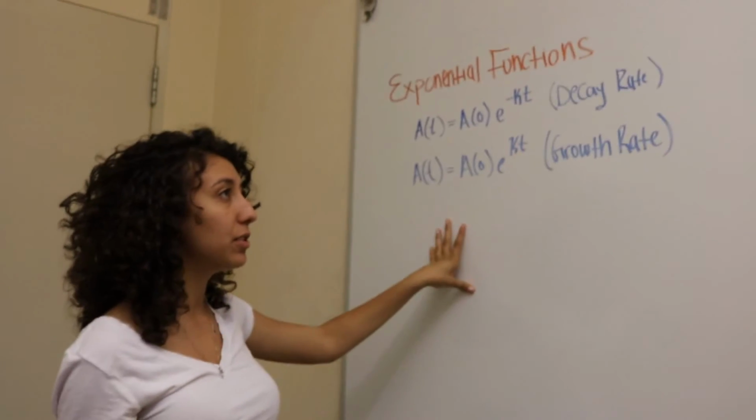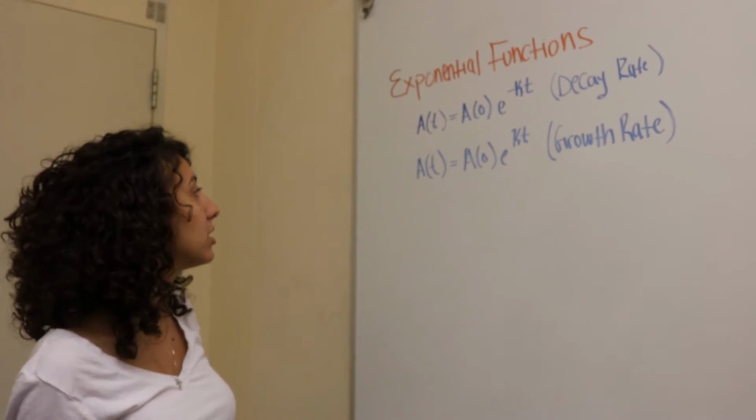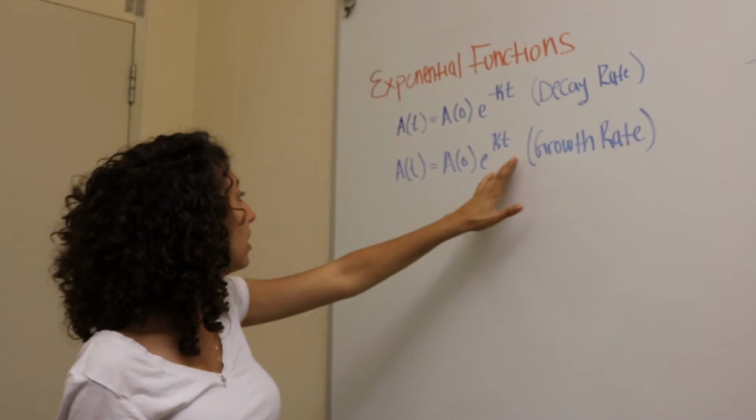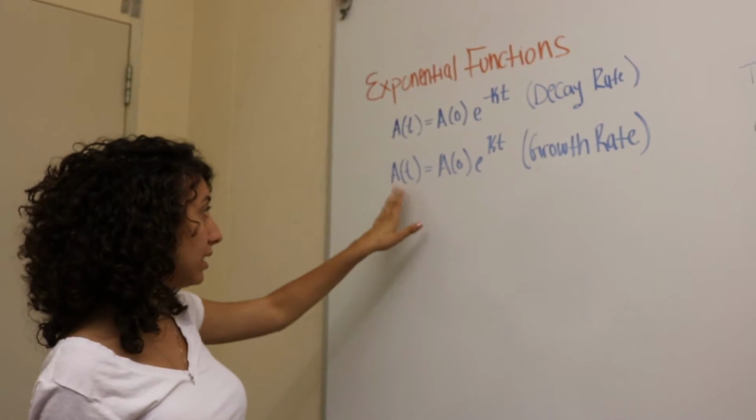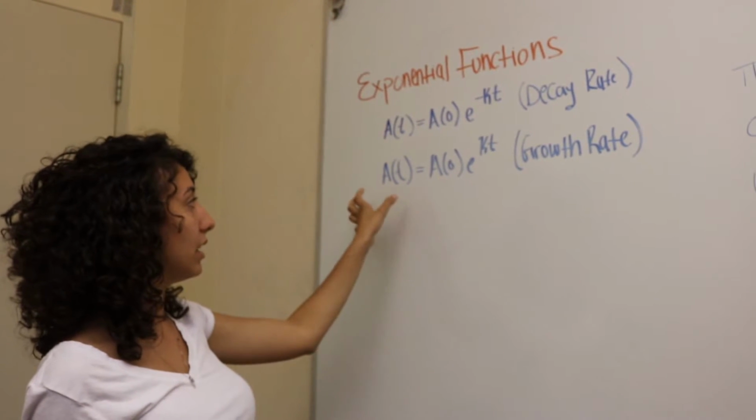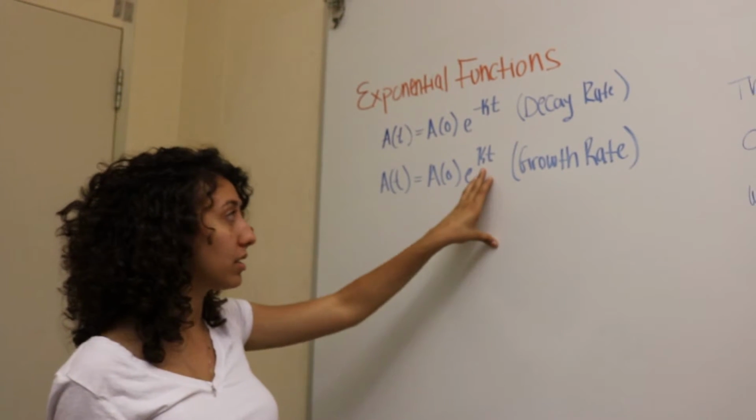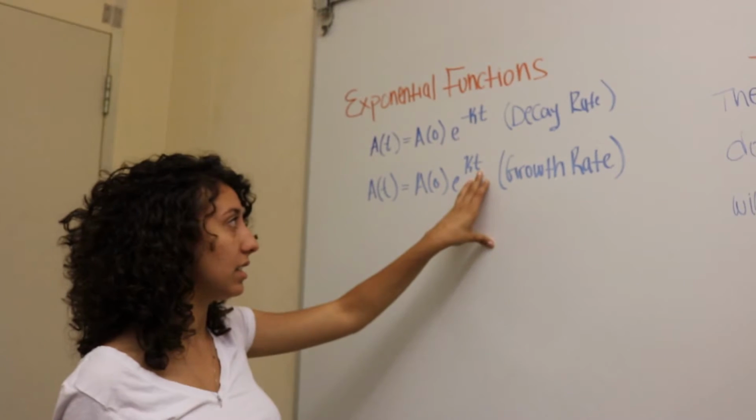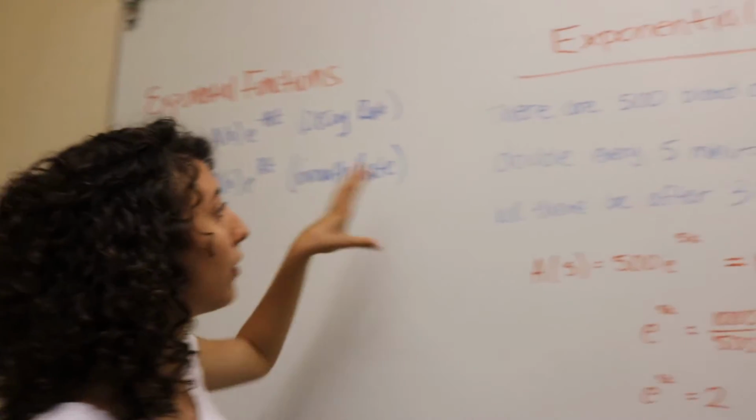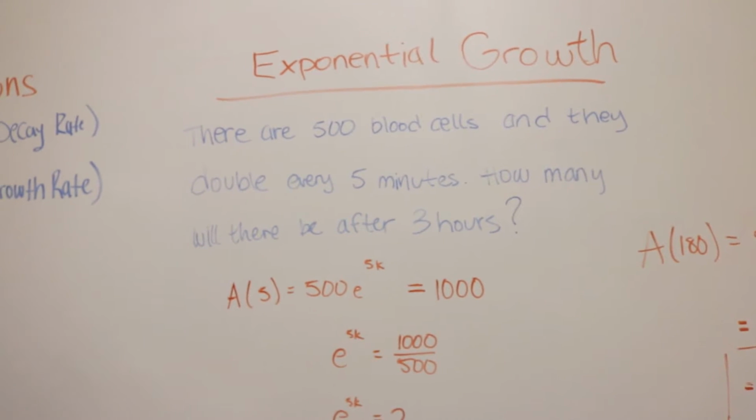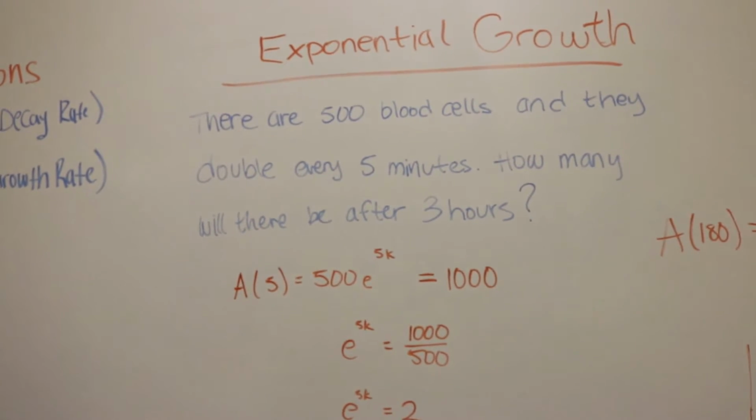So now we're going to be doing the exponential growth rate equation. A(t) equals A0 e to the kt. A(t) is pretty much what we have in that certain time period, A0 is the original amount, k is a positive number, and t is just time. So we have our problem here. There are 500 blood cells and they double every 5 minutes. How many will there be after 3 hours?